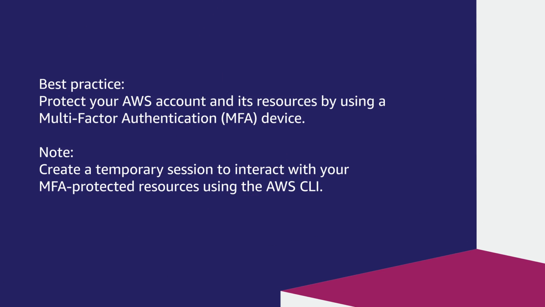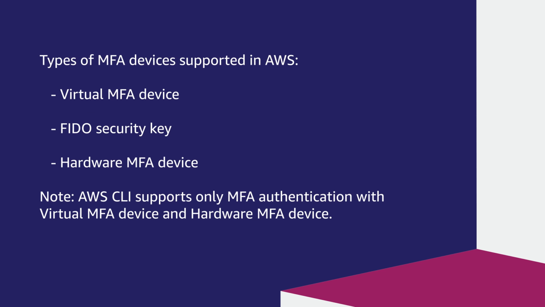Let's get started. It's a best practice to protect your AWS account and its resources by using a multi-factor authentication or MFA device. If you plan to interact with your MFA protected resources using the AWS CLI, then you must create a temporary session. There are three types of MFA devices supported in AWS: virtual MFA device, FIDO security key, and hardware MFA device. AWS CLI supports only MFA authentication with virtual MFA device and hardware MFA device.